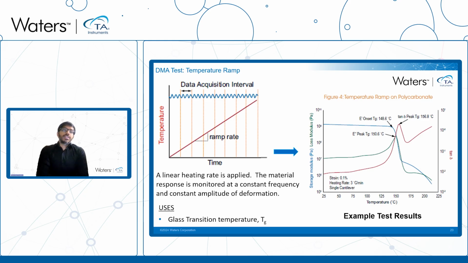Let's start with the temperature ramp test, which is a very common form of TMA test. In this test, a linear heating rate is applied on the material at a constant frequency and a constant amplitude. And the material response is monitored in terms of storage modulus, loss modulus, and tan delta. This type of test is extensively implemented to determine material properties such as glass transition temperature.